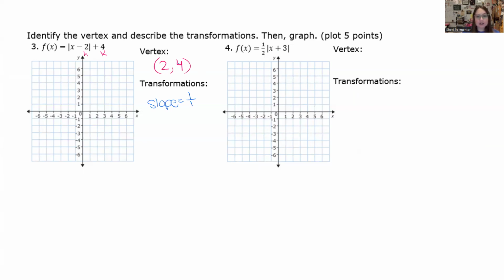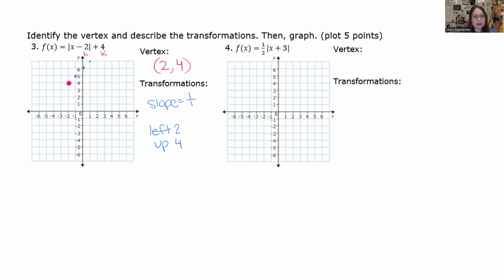If you want to write down those transformations, you can. I'm going to go left 2, up 4, and I'm going to put my vertex point. Left 2, up 4. So there's my first coordinate. That's where I start my graph. I always start at the vertex and then apply the slope or reflections. There isn't a reflection, so I'm just going to apply the slope. So that means up 1 over 1.